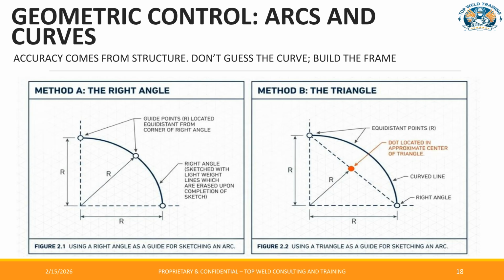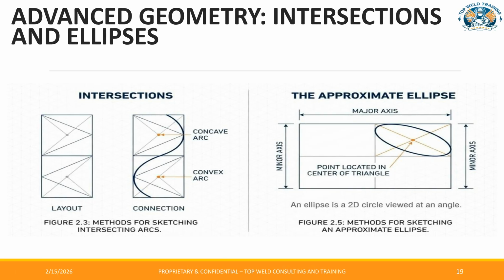For arcs and curves, accuracy comes from structure, not guessing. Build a frame first. Use a right angle with equidistant guide points or a triangle layout to anchor your curves and maintain geometric control. Advanced geometry requires specific methods. Use grid layouts to establish intersection points for concave and convex arcs. For ellipses, remember they represent a 2D circle viewed at an angle. Use a centered triangle to establish the major and minor axes.